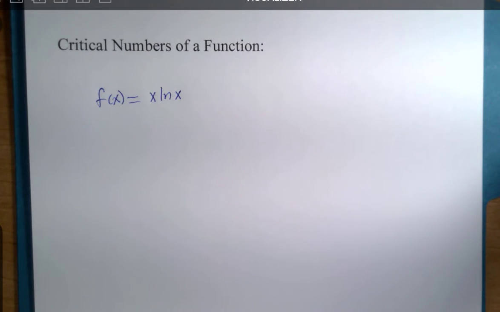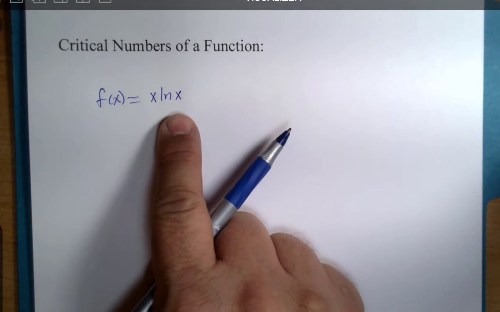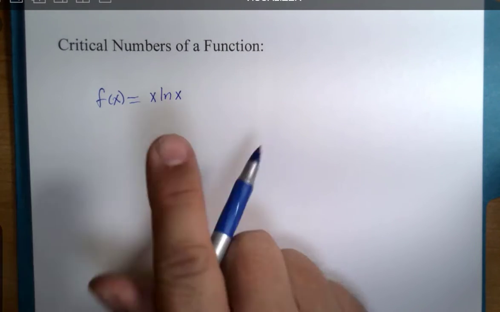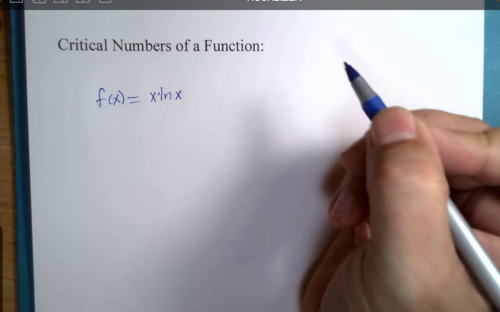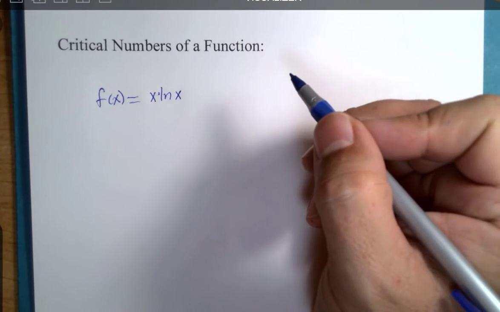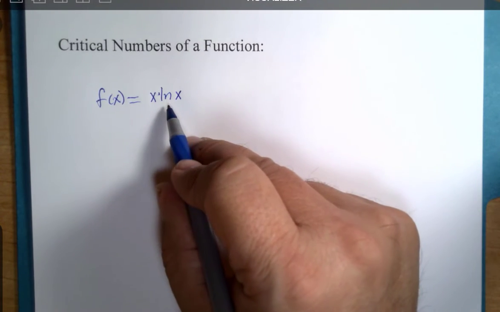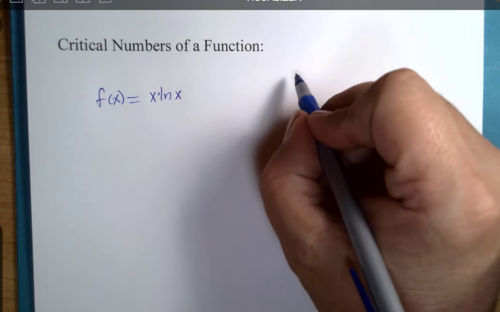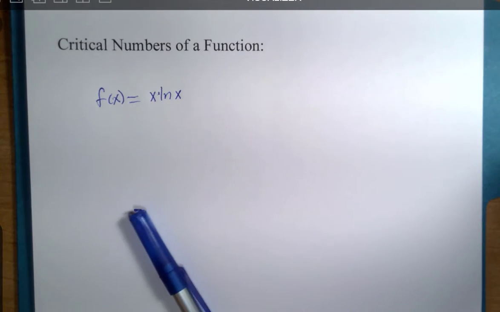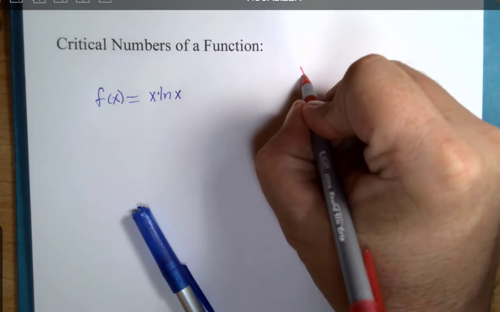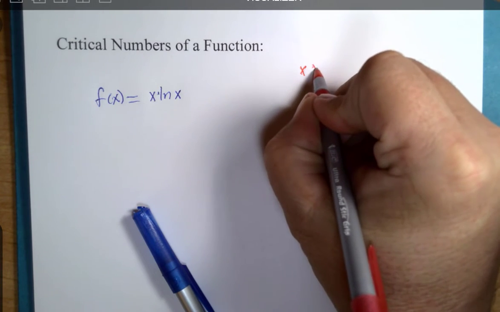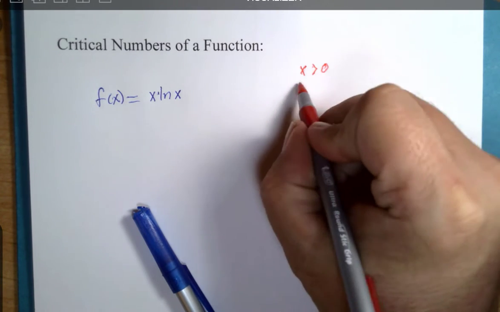So, if you've missed previous examples somehow, we're going to determine first what makes this function undefined: x multiplied by natural log of x. The domain of natural log of x is that x values must be positive.